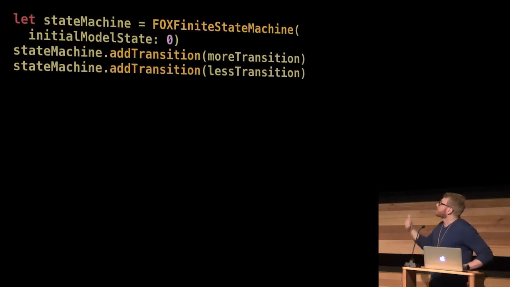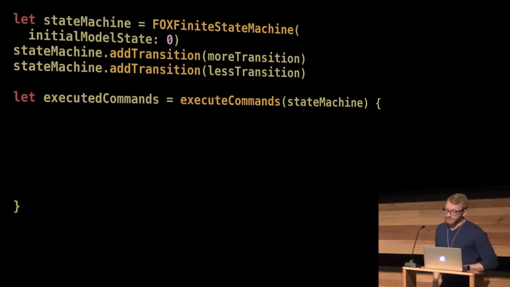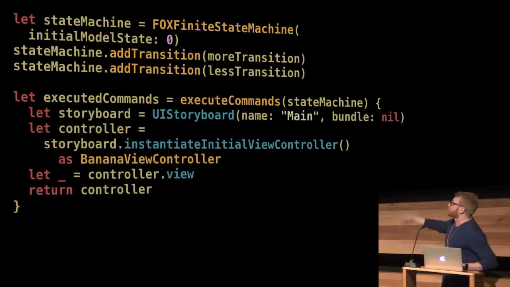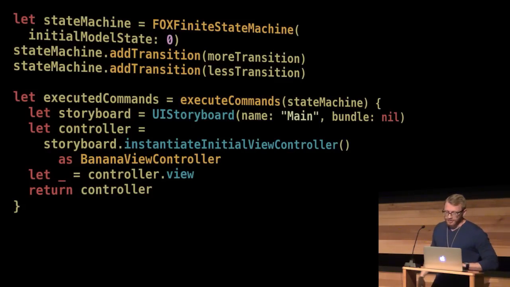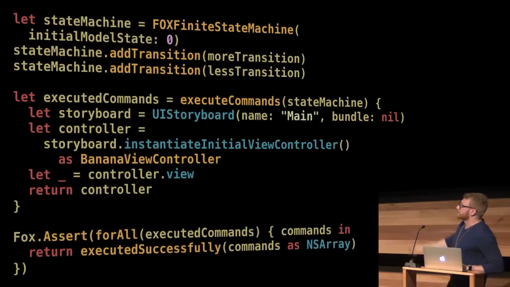We tell Fox about the more and less transitions. And then we tell Fox, hey, go execute these commands, right? But in order to execute the commands, it needs the view controller in the first place. So we create a view controller from a storyboard. There are a lot of people who think that you can't test storyboard-based view controllers. Those people should talk to me afterwards, because you totally can. And this is one example of that. Anyway, so we give it a view controller, and then we tell Fox, hey, go ham on this, right?